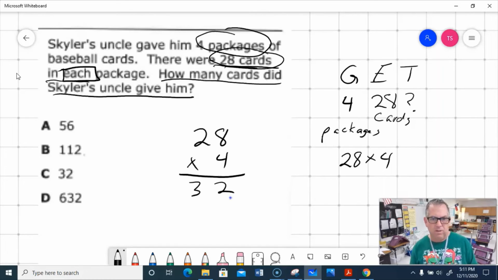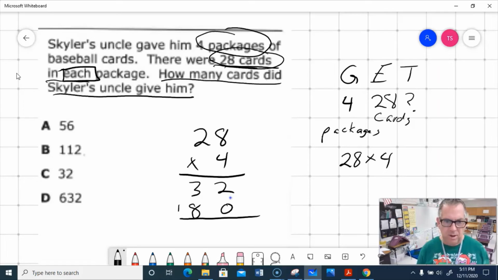And then I need to do the product of 20 times 4. And same thing, if I double 20, that's 40. And if I double 40, that'd be 80. So 20 times 4 is 80. Then all I've got to do is add the two products together. That's 2, and 8 plus 3 is 11. So that means he got 112 cards. So the total would be 112, and that's cards that his uncle gave him. That would be answer choice B.